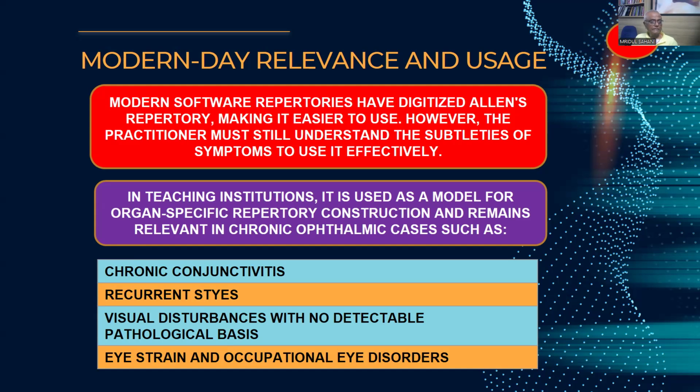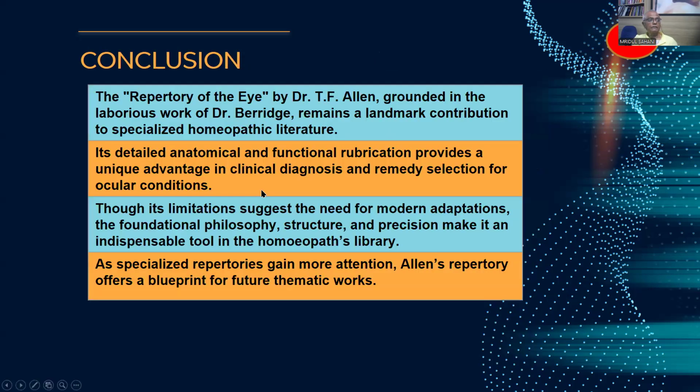Cases like recurrent styes, chronic conjunctivitis, visual disturbance with no detectable pathological basis, eye strain, and occupational disorders. So in conclusion, we can say that the Repertory of the Eye by Allen is grounded on the laborious work of Dr. Berridge. It is an expansion of Berridge's work, remaining a landmark contribution to specialized homeopathic literature. Its detailed anatomical and functional rubrication provides a unique advantage in clinical diagnosis and remedy selection for ocular conditions. Though its limitations suggest the need for modern adaptation, the foundational philosophy, structure, and precision make it an indispensable tool in the homeopathic library.